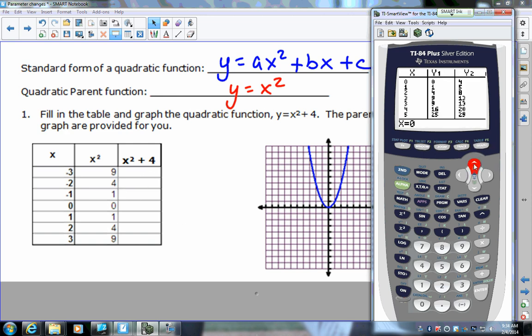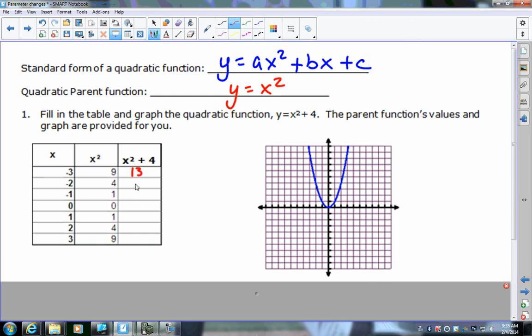So I'm going to move up. There we go. I always make it so that I can find the balance on my screen. So now we're going to fill in our table. It's -3, 13. So right here, let's put in there a 13. So match up these tables. So let's see here. I've got 13, 8, 5, 4, 5, 8, and 13. Okay?